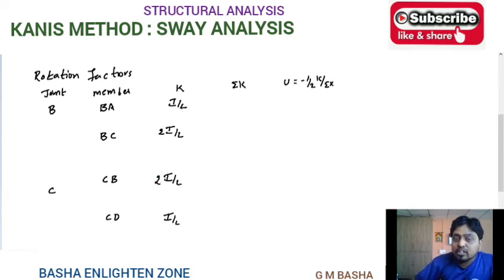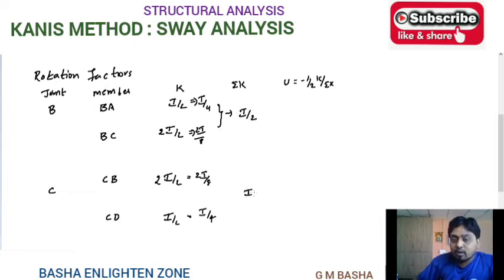Then you can add these two. What is I by L? I by 4. 2I by 8, so that is also I by 4 only. 2I by 8, here also I by 4. And again you can add these two for sigma k. I by 4 plus I by 4, you will get 2I by 4 which is I by 2. And here also I by 2.